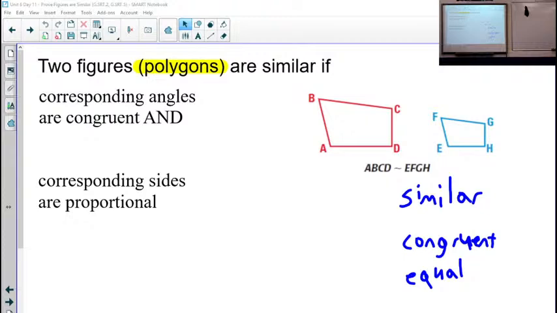Two figures or polygons are similar if the corresponding angles are congruent and the corresponding sides are proportional. We talked about this last week: if we're changing the size of my shape, then I want them all to scale up by the same amount. And to preserve the shape, I want all the angles to stay the same. So that's my definition for similarity. The sides all scale up or down by the same amount, and then all the angles end up staying the same.